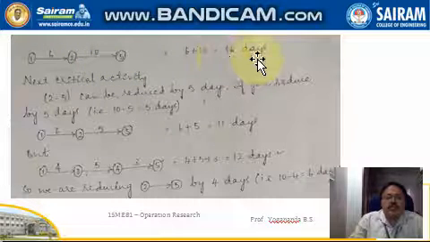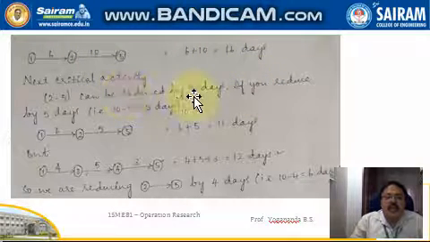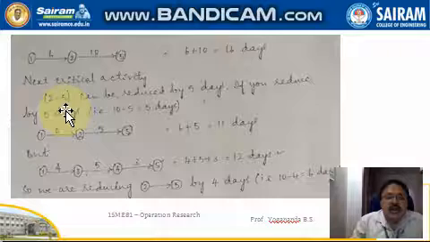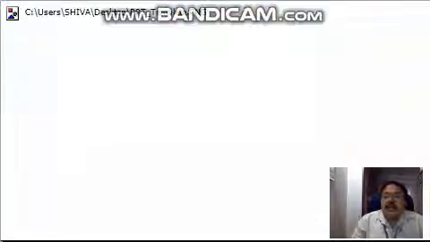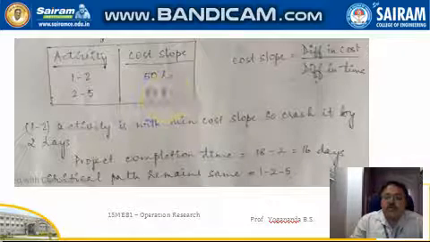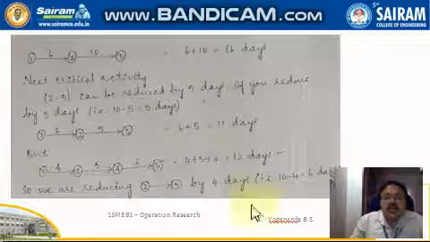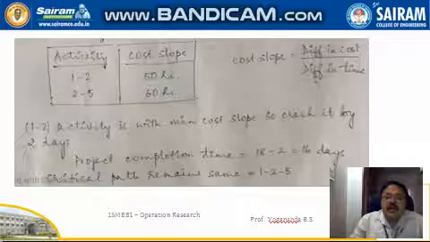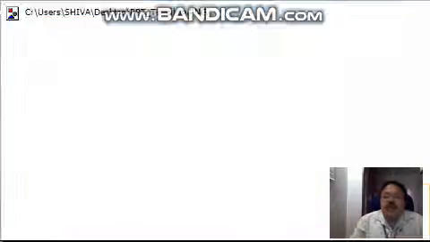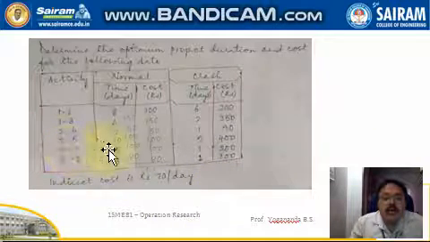So that is 16 days. Now the next critical activity is 2 to 5 in the table here. So that is having the cost slope of 60 rupees. So by the given data, this particular activity 2 to 5.